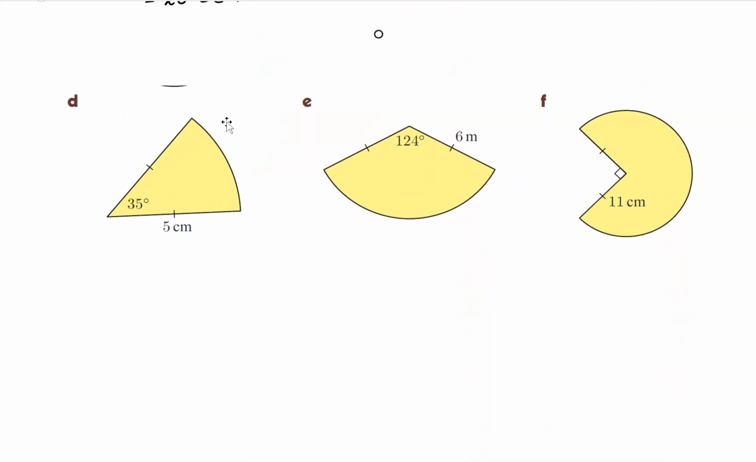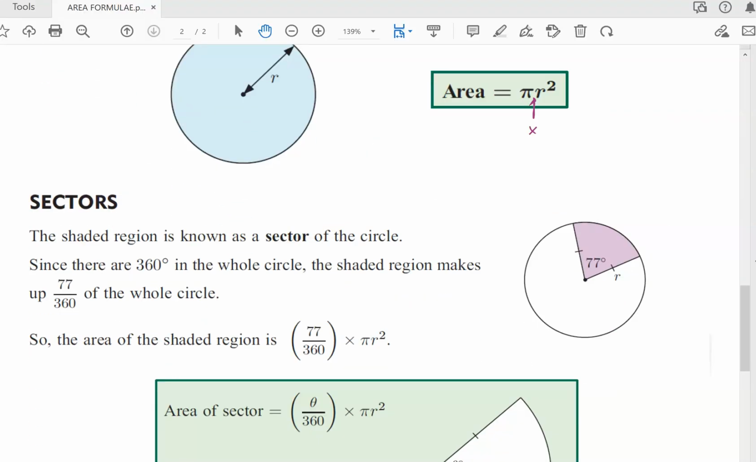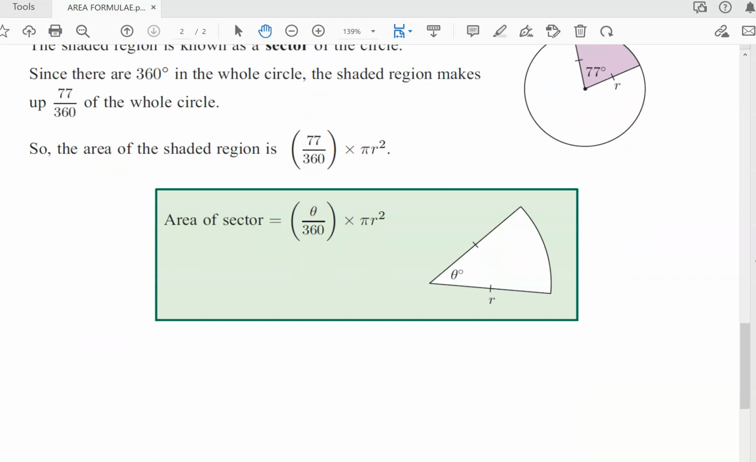Carrying on. We've got pieces of pie. These are called sectors. Again, our formula page is going to help us. Basically, this is just a fraction of a circle. So why have we got this here? Well, how many degrees are in a circle? 360 all the way around. And we're saying how much of that circle have we got? So that's saying how many degrees out of that sector do we have? We're going to find that fraction of the area of a whole circle.